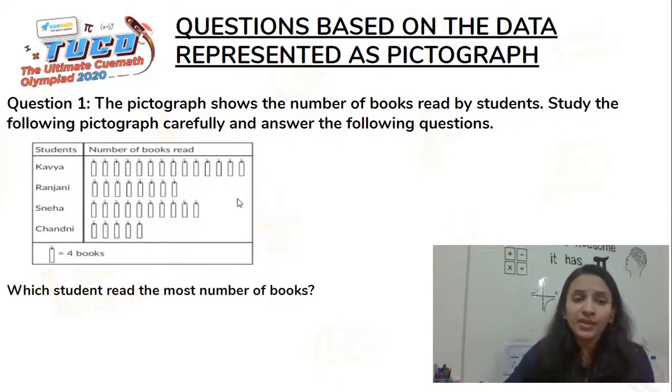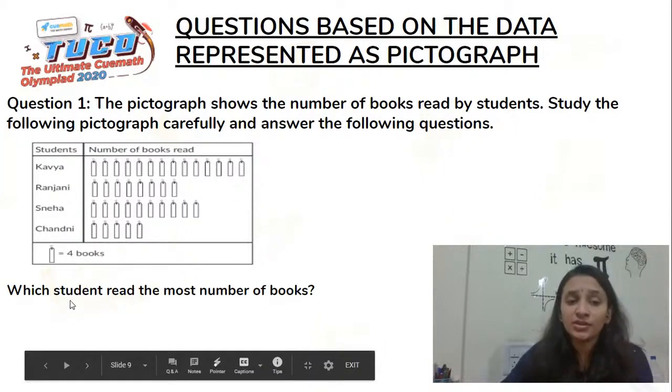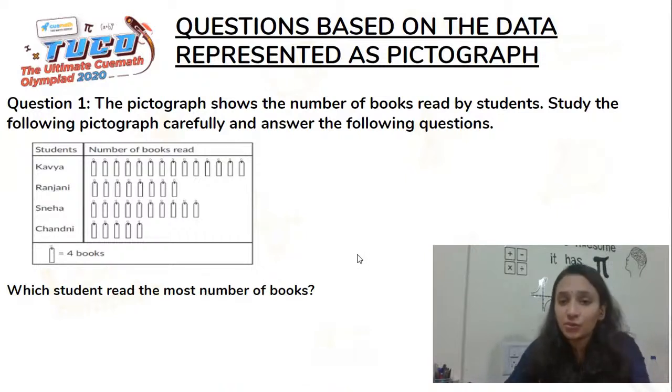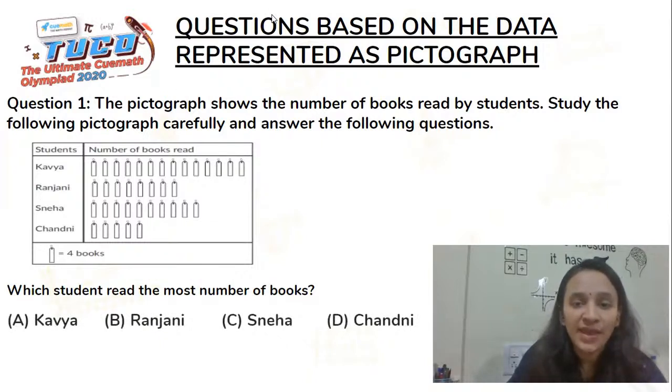Now, the question here is, which student reads the most number of books? This is very easy because you just need to look at the different students and know who has got more number of book tags in front of it. So we have students Kavya, Ranjani, Sneha, Chandni, and if we just look at it, we can tell that Kavya has got the most number of book tags against her name. So she is the student who has read the most number of books. So let's see what the options are. So here we have our options.